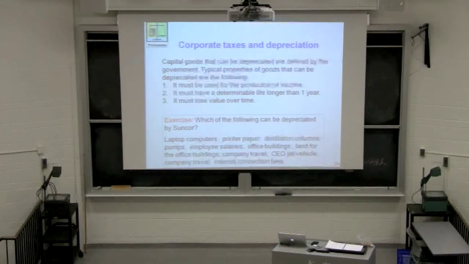Okay, laptop computers and printers. Okay, printer paper, no. Distillation column and pumps? Yes. Salaries? No. Office building? Can be depreciated? Yes. The land that the building is on? No. Okay. So this is easy. CEO's jet? Yeah? Okay. It's used for generating income. Hopefully.